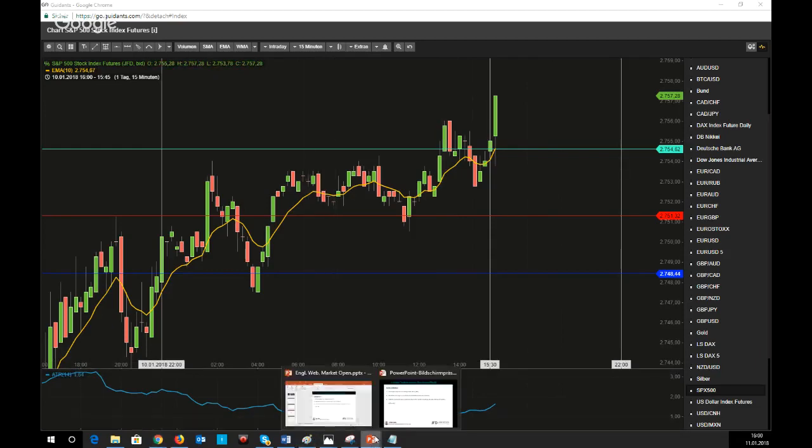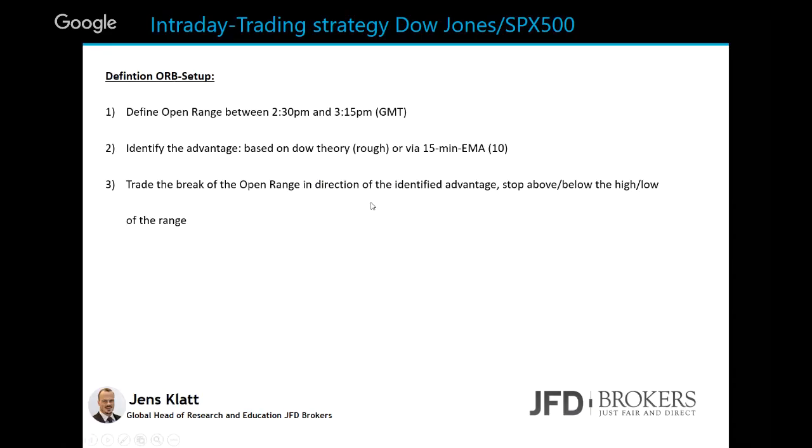And in fact, that's it. So then we trade, this is point 3 already, the break of the open range in the direction of the identified advantage, with the stop below the low or above the high of the range. That's the setup.